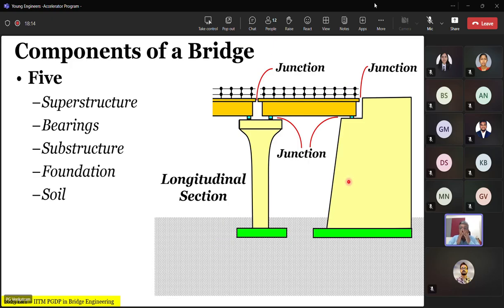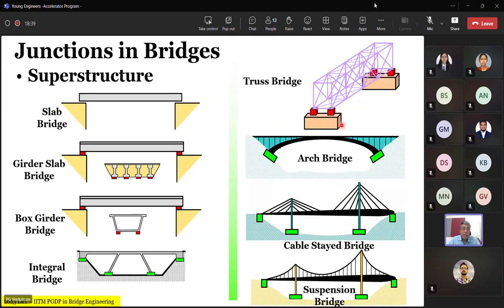Okay, so we have another type of junction in the longitudinal section, which is a junction between one deck and the other deck. Then there's a junction between superstructure and substructure, a junction between the deck and the abutment. So these are all junctions we can look at. What aspect of these junctions is important to us? Let us move forward. So there are different types of junctions possible.